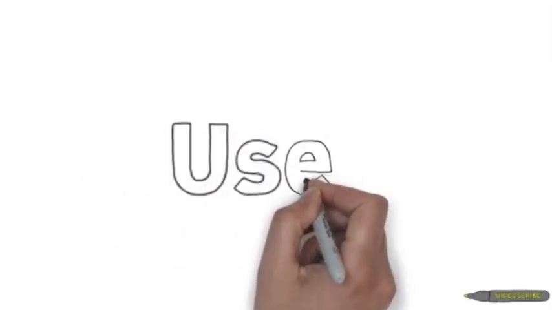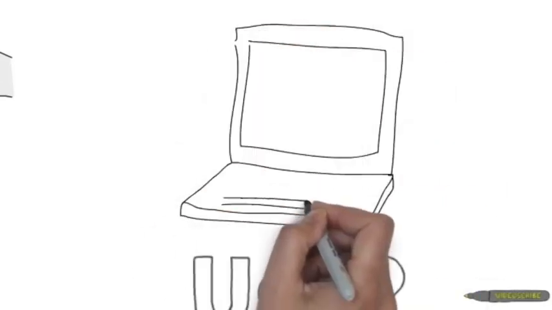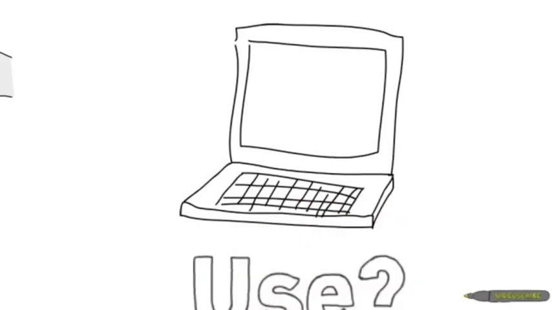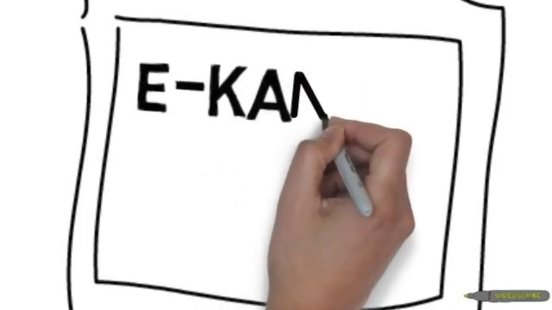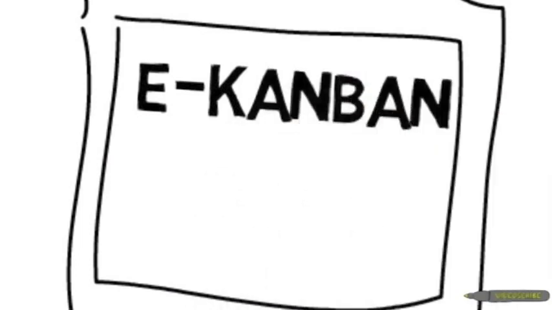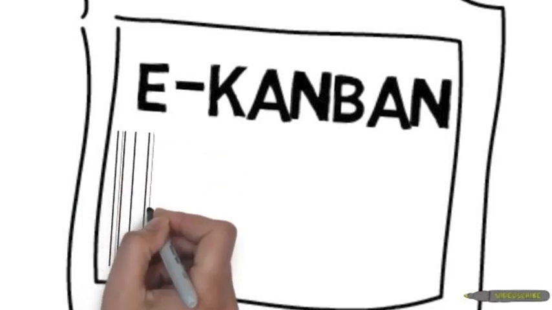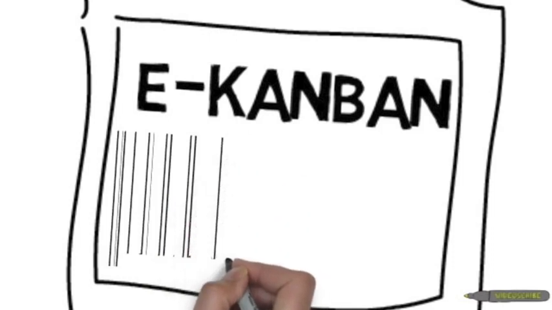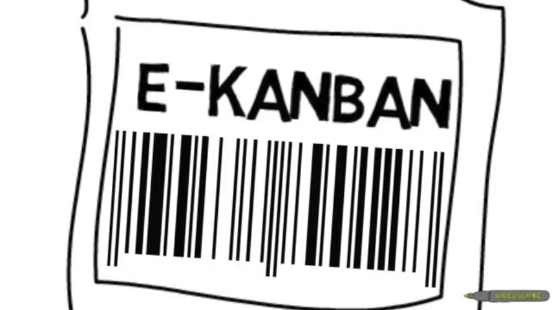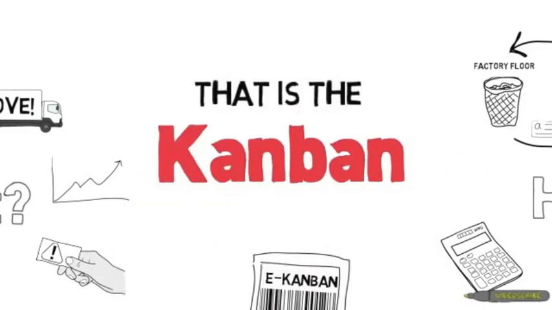So how is it used? Kanban has evolved over the years and has subsequently become much more digital. Electronic Kanban, sometimes referred to as e-Kanban, is a signaling system that uses a mix of technology to trigger the movement of materials within a manufacturing or production facility. Electronic Kanban is different from traditional Kanban in that it uses modern technology to replace traditional elements such as Kanban cards with barcodes and electronic messages. That is the Kanban system.